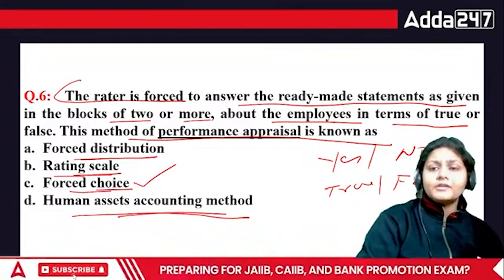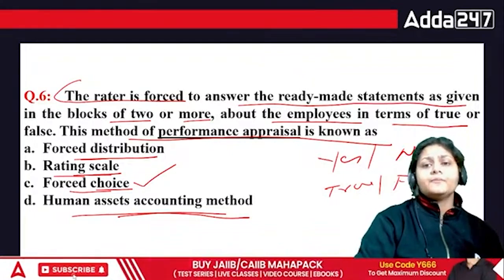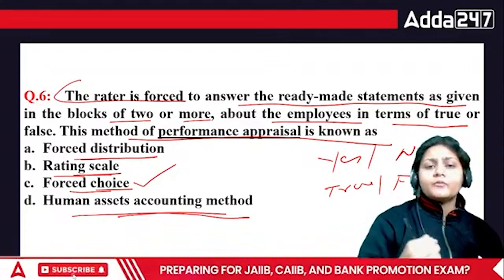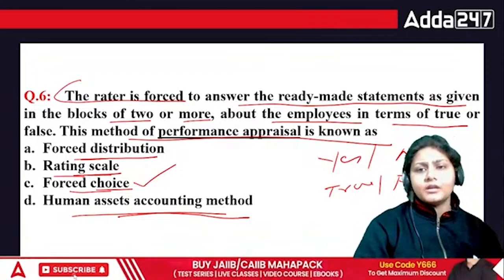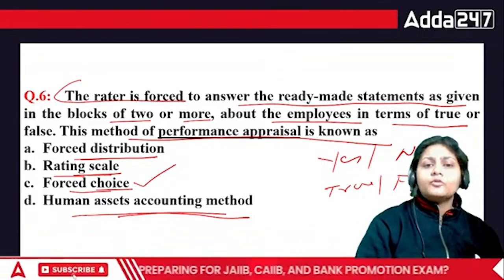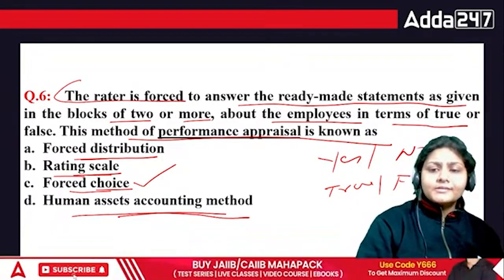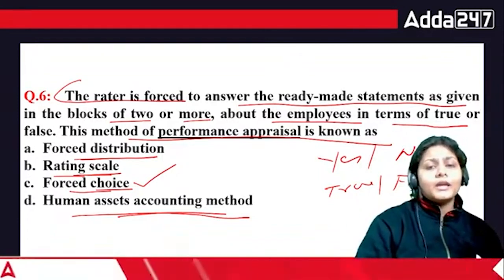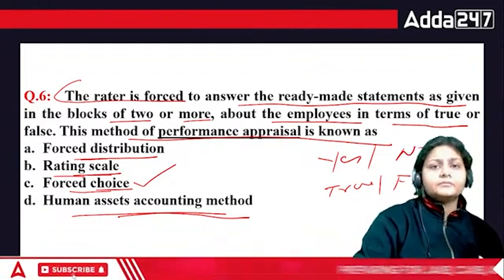Forced choice. In the forced choice method, the rater has to take whatever statement is there; bias can actually be reduced here. They just have to write whether it is true or false, either right or wrong. So that is forced choice. There is no option for the rater to prepare the statement because the statements are already there. They don't have any choice to prepare the statement.